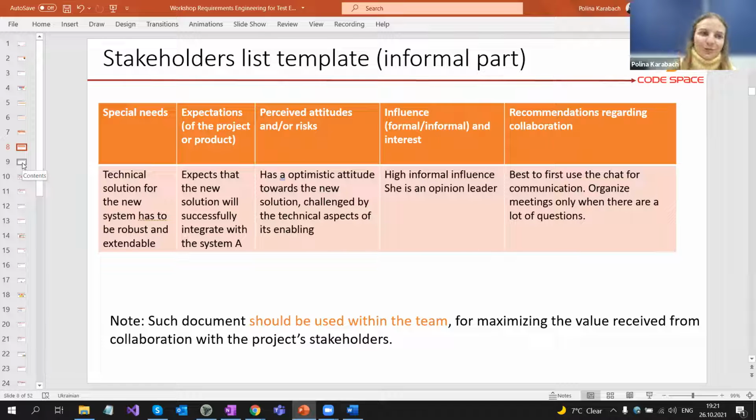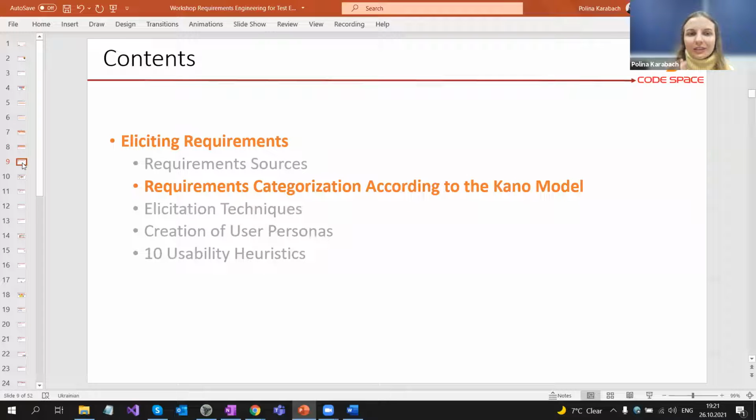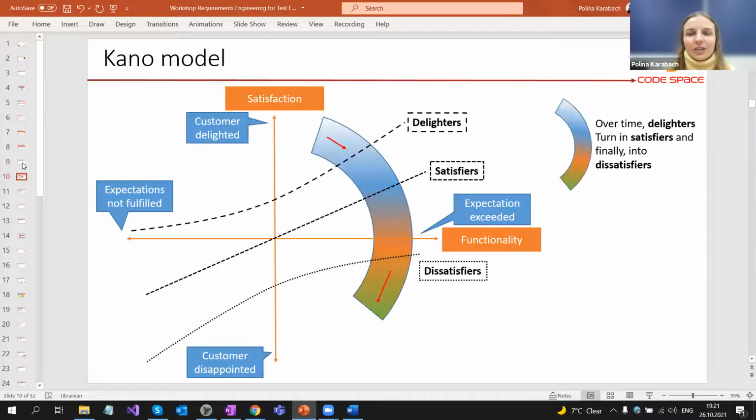All right, thank you for the feedback. Let's move on. Let's now see the topic of requirements categorization according to the Kano model. That will help us further with elicitation techniques, as I mentioned before. So this is a schematic depiction of the Kano model categorization and principles.